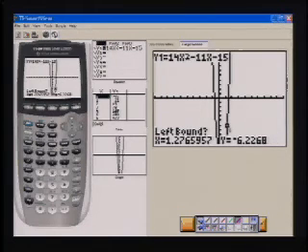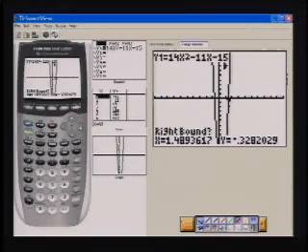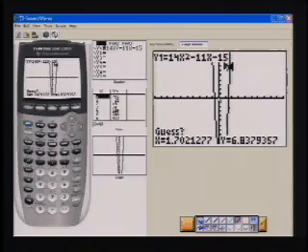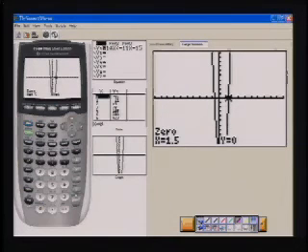There it is. So that's to the left. So I say enter. Yes, that's a left bound. Now I have to move to the right, so I'll hit a couple times to the right and say, yes, this is a right bound. Enter. Now I want to move back toward the root, so I hit the left arrow to get back toward it a little bit. For my guess, yes, that's my guess. Enter. And it gives me a pretty good guess of 1.5.